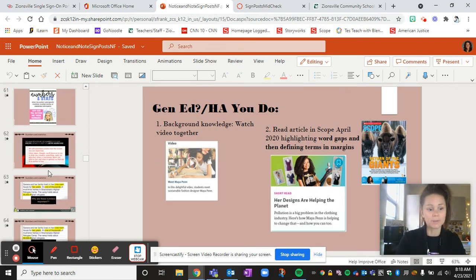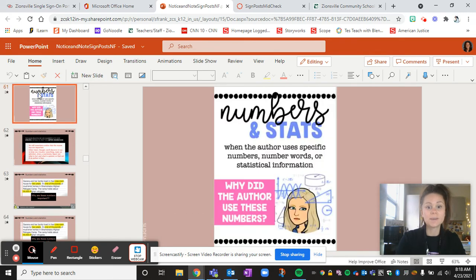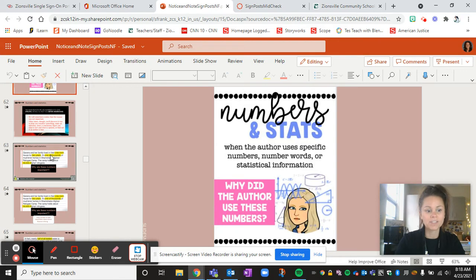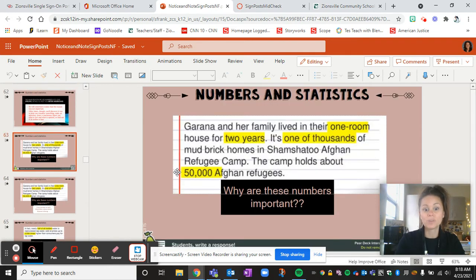Then the third signpost that you're going to be reading for is numbers and stats. So this is the time where you look at a number that the author gave you, and you're thinking, why did they put that in there? The example that I'm thinking of was the one that we already did together, when we talked about a one-room house for 2 years, one of thousands of mud brick homes, and it holds about 50,000 refugees. Why would the author put that information in there?